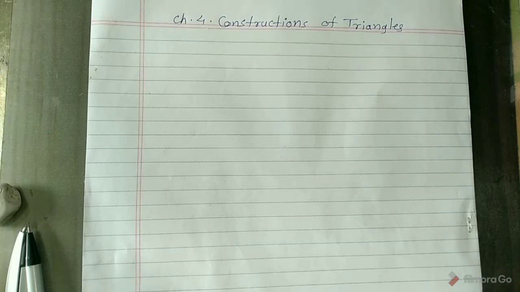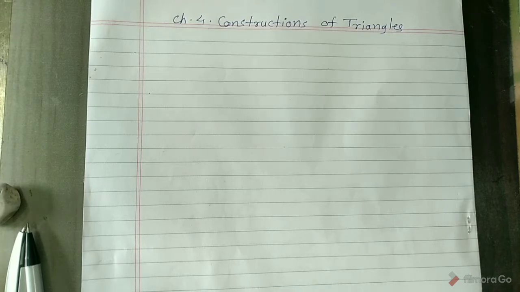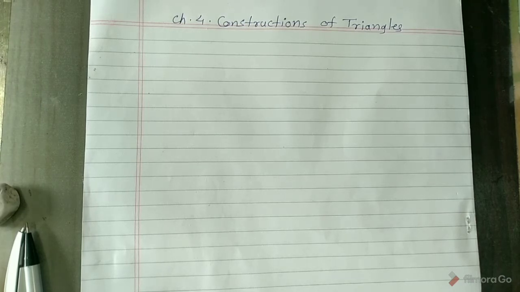Now we start chapter four, that is construction of triangle. In previous standards, we have learned to construct a triangle when its three sides are given, then to construct a triangle when its base and two adjacent angles are given. Third, to construct a triangle when two sides and the included angle are given. And to construct a right angle triangle when its hypotenuse and one side are given.